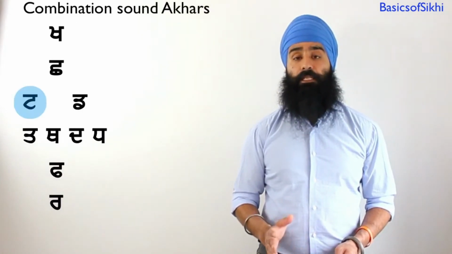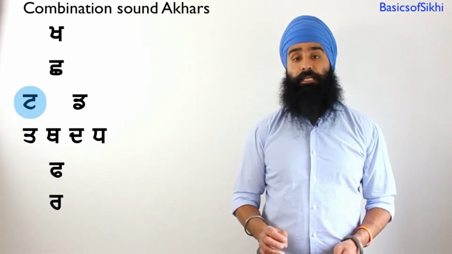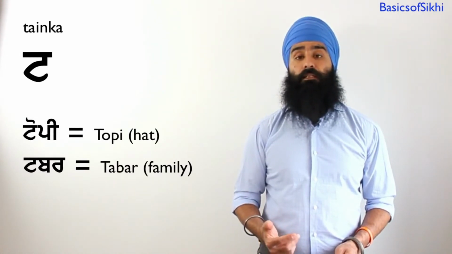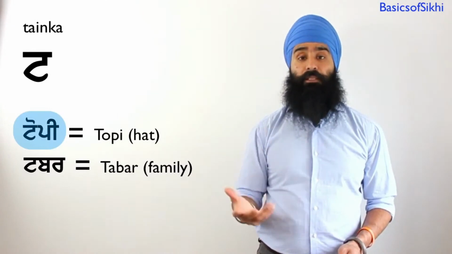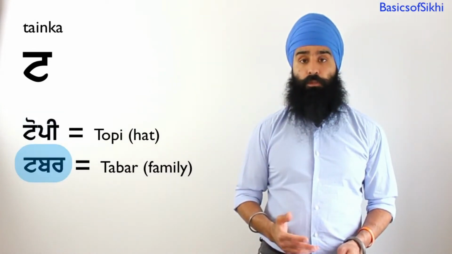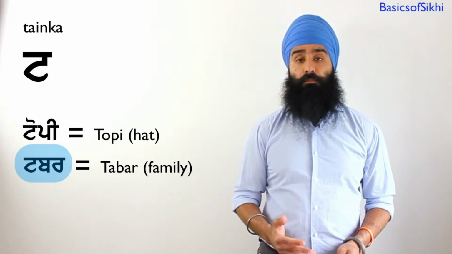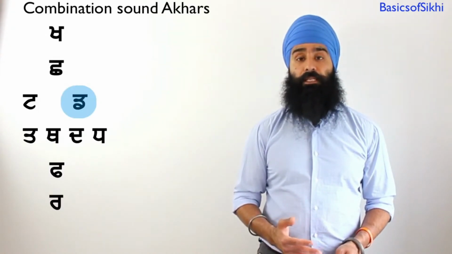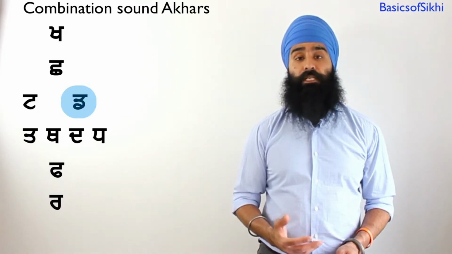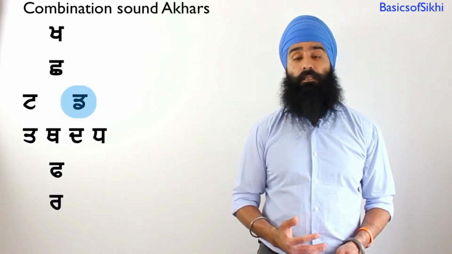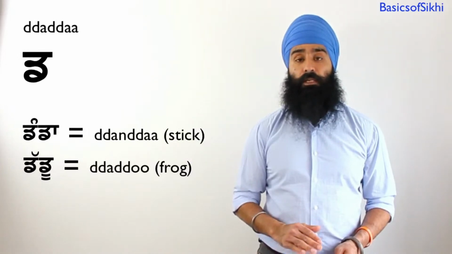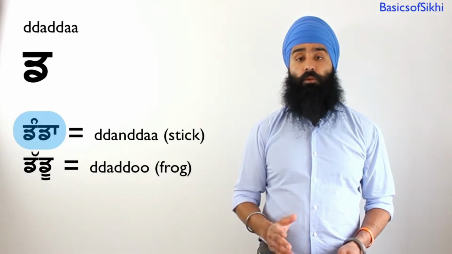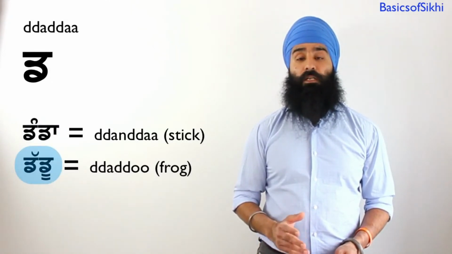Tanka, it's another letter that is written down as T, but actually the tongue is still higher up. Tanka, topi, people wear a hat on their head, that's called a topi. Or you would have seen the word tabbar, this means your family. Then dadda, d, again the tongue is up, but it's with a bit more D rather than a T emphasis. Dadda, d. Words you would have seen with dadda are danda, danda means a stick, or daddu, a frog, daddu.